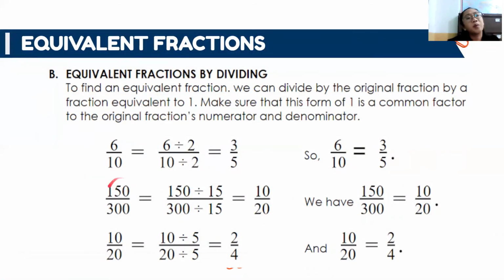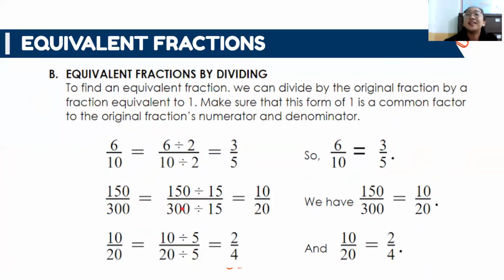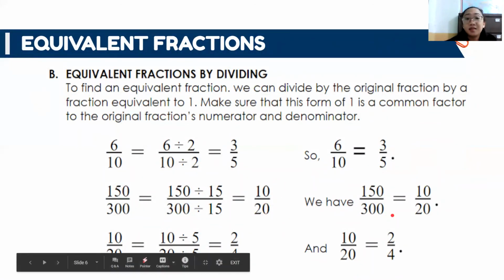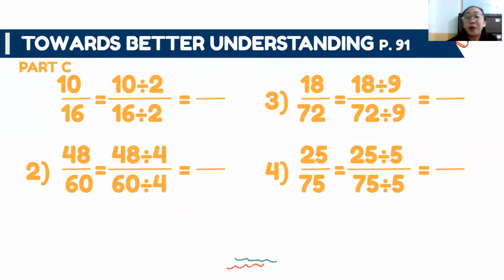How about here? 150 over 300, if we divide the numerator and the denominator by 15, we'll get 10 over 20, which means 150 over 300 is an equivalent fraction to 10 over 20. The same thing for the last example. 10 over 20, when you divide those two numbers by 5, you'll get 2/4, which means 10 over 20 is just the same as 2/4. We can do that and practice some more on part C of page 91.